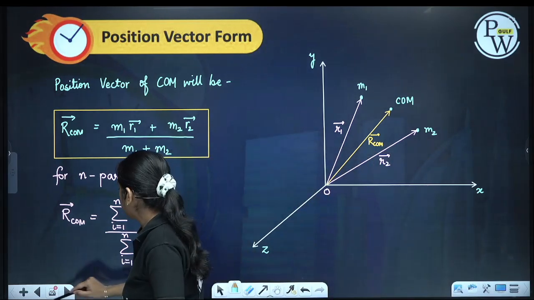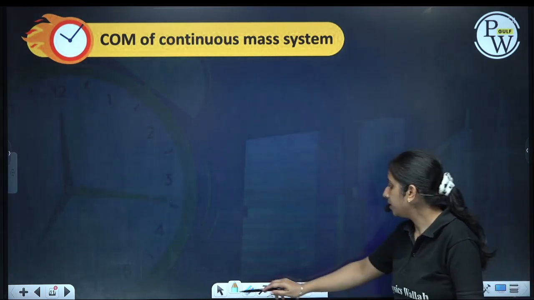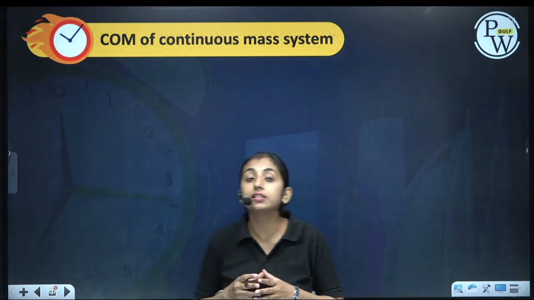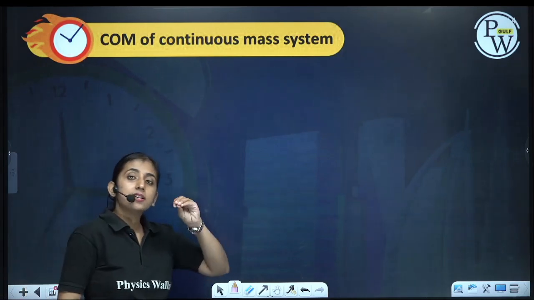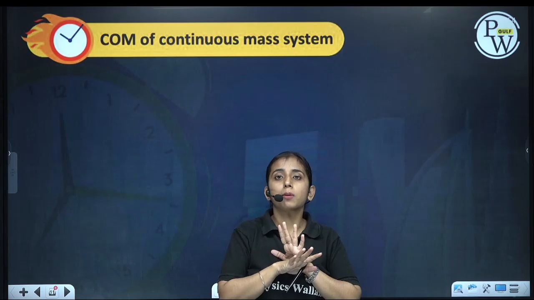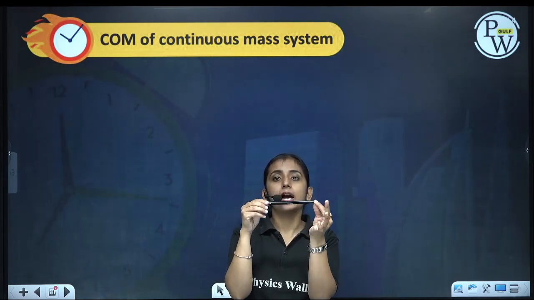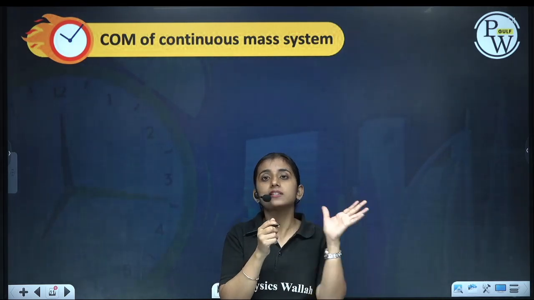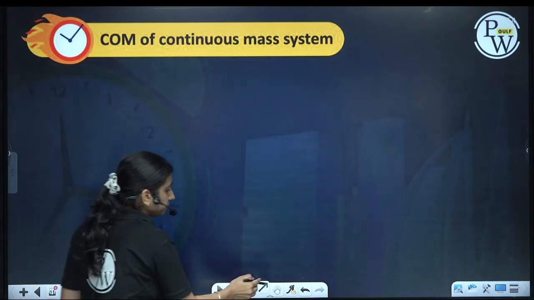Now let us move ahead. Consider the center of mass in a continuous mass system. Till now we were having discrete masses, some point particles m1, m2, m3 present at some coordinates. Now if we have a continuous mass system like this stylus, it has mass at every point. We have a continuous distribution of mass.